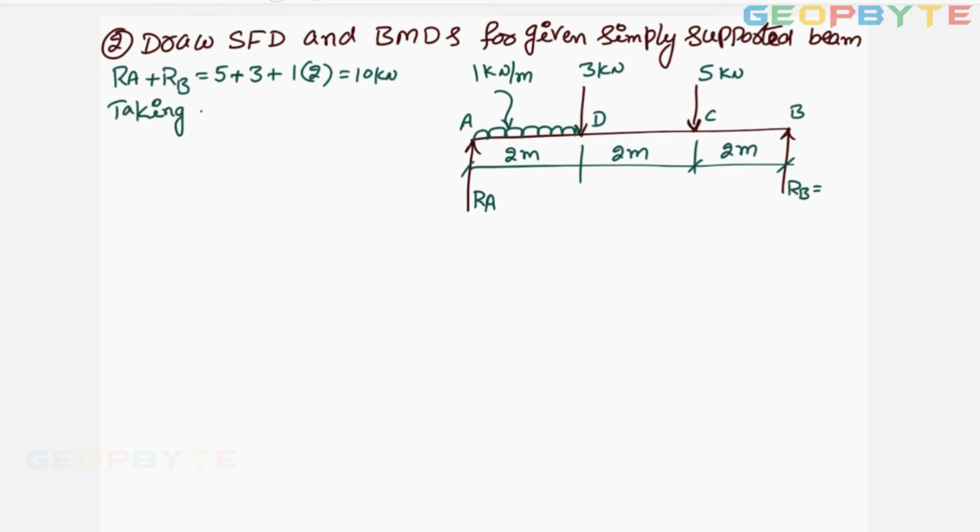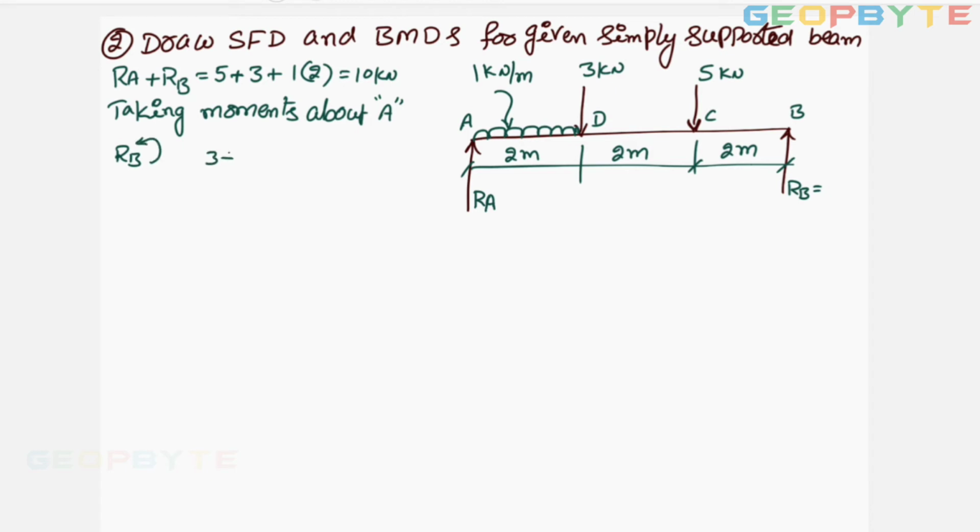Taking moments about A. I told you, you can also take moments about B. That's not a problem; you will get the same answer. Taking moments about A, RB is developing the anti-clockwise moment.